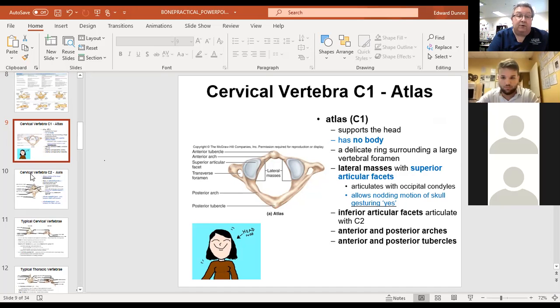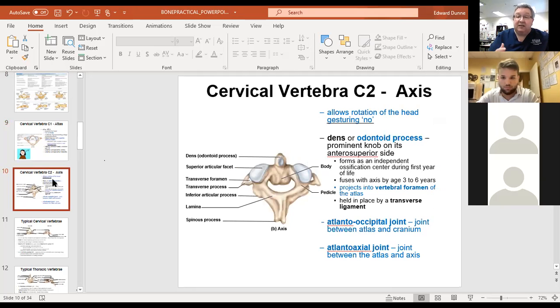The second important cervical bone is C2. C2 is known as the axis. C1 again allows this motion, yes. C2 allows this motion of no. All right.